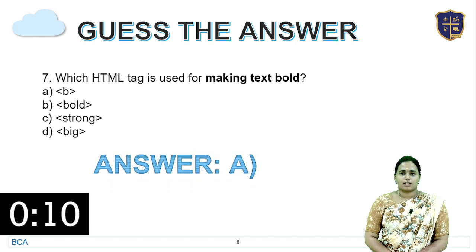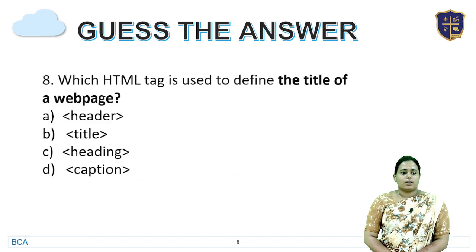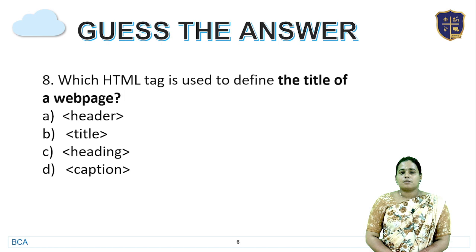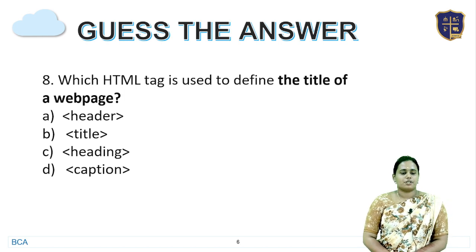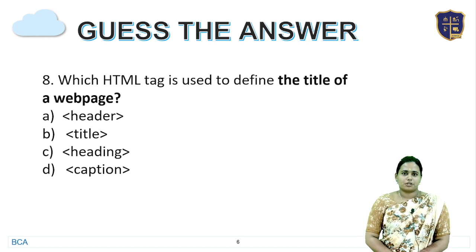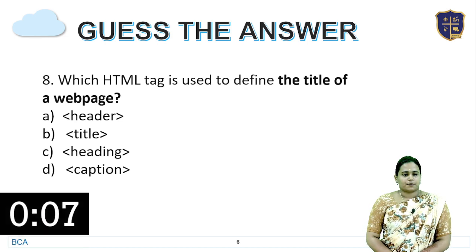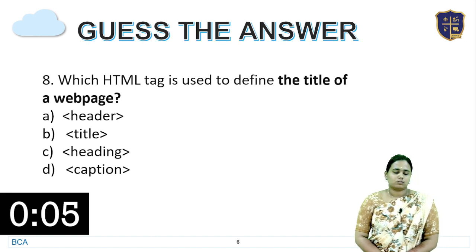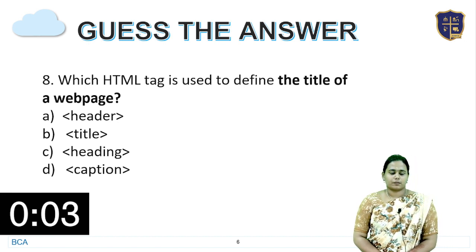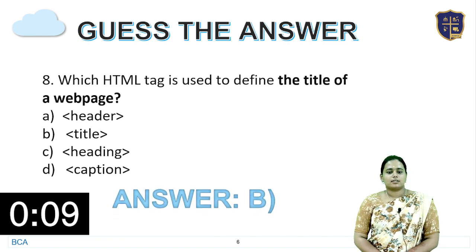Yes, the answer is A, which denotes B. Yes, next question is, which HTML tag is used to define the title of a page? Option A header, option B title, option C heading, option D caption. Yes, your answer is correct.